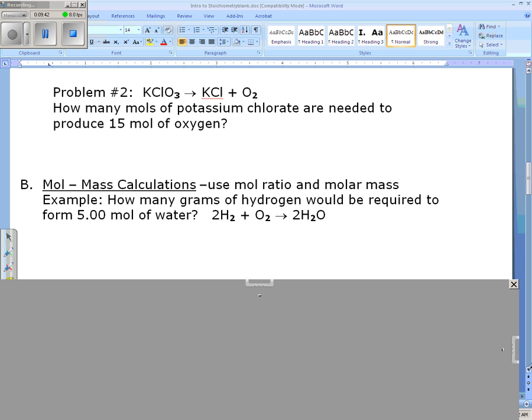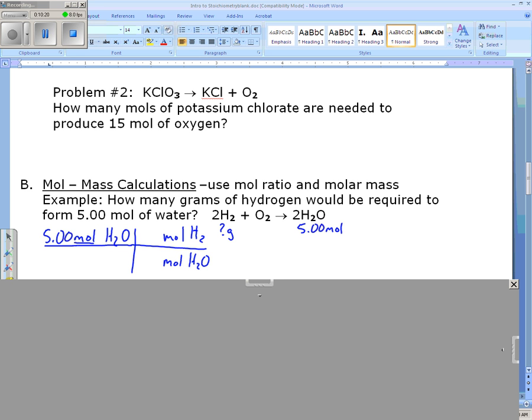So how many grams of hydrogen, so question mark grams, I already have a balanced equation here, will be required to form 5 moles of water, 5.00 moles of water. So I write down 5.00 moles of water. And I ask myself that same question, can I use mole ratio? Because I have moles here, the answer is yes. So do moles H2O, and I'm going to moles of hydrogen. It has to be moles because this is mole ratio.